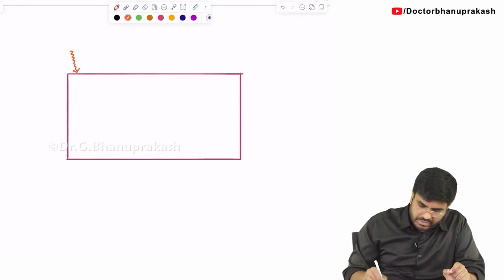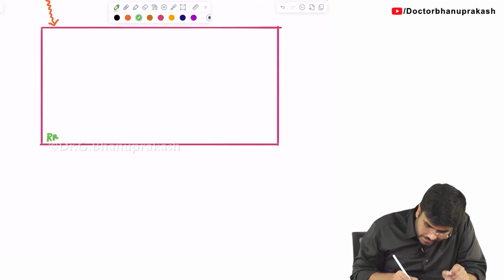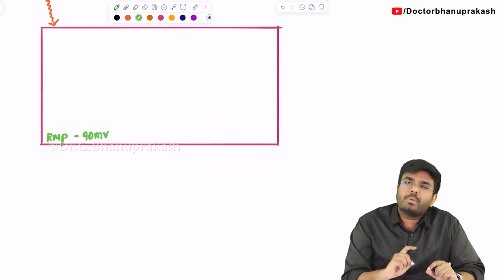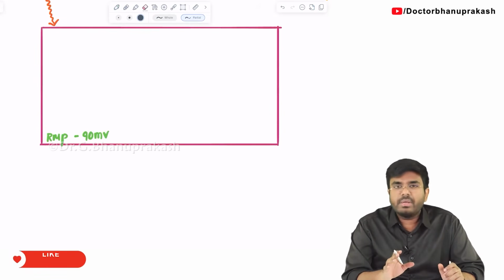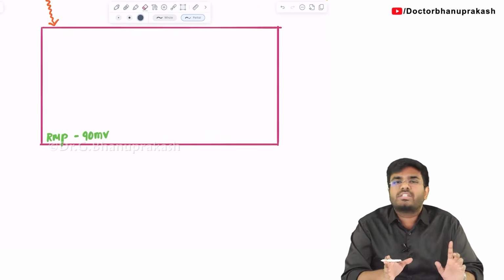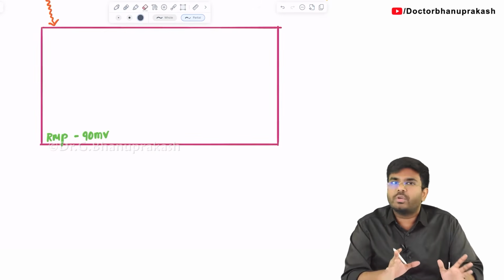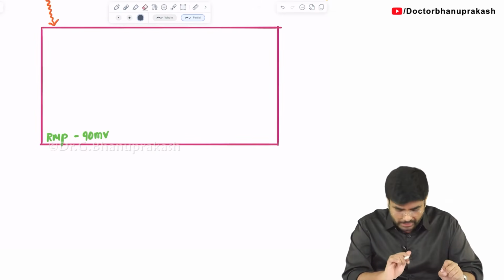These ventricular myocytes have a resting membrane potential of, let's say, minus 90 millivolts. What is the resting membrane potential of the SA nodal cell? Minus 60 millivolts. Here it is minus 90 millivolts. And always remember, these resting membrane potentials are due to potassium efflux. 95% is because of the potassium efflux and 5% is because of the sodium potassium pumps. I have already explained this in the SA node topic.